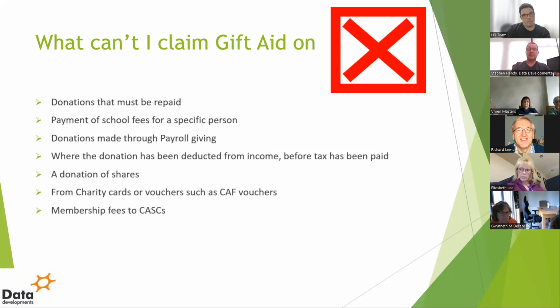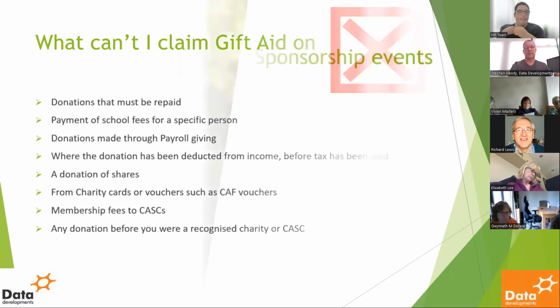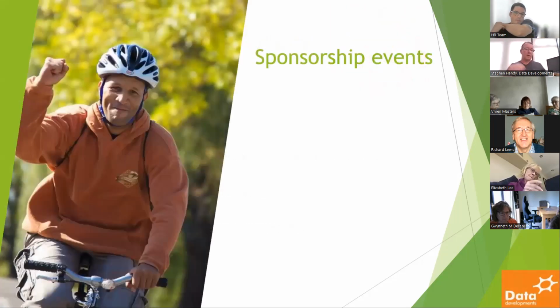And membership fees to community and social sports clubs, because again, they're receiving a service for it. It's not a donation. And then just to cover off everything else, any donation before you're recognised as a charity or community amateur sports club. That wouldn't apply to Church of England churches, but if you're setting up another charity, just to cover those as well.